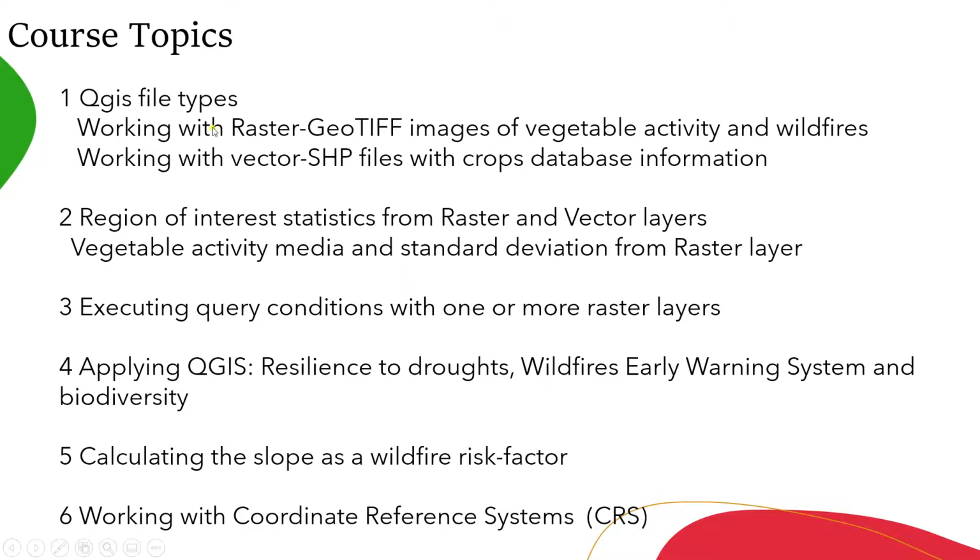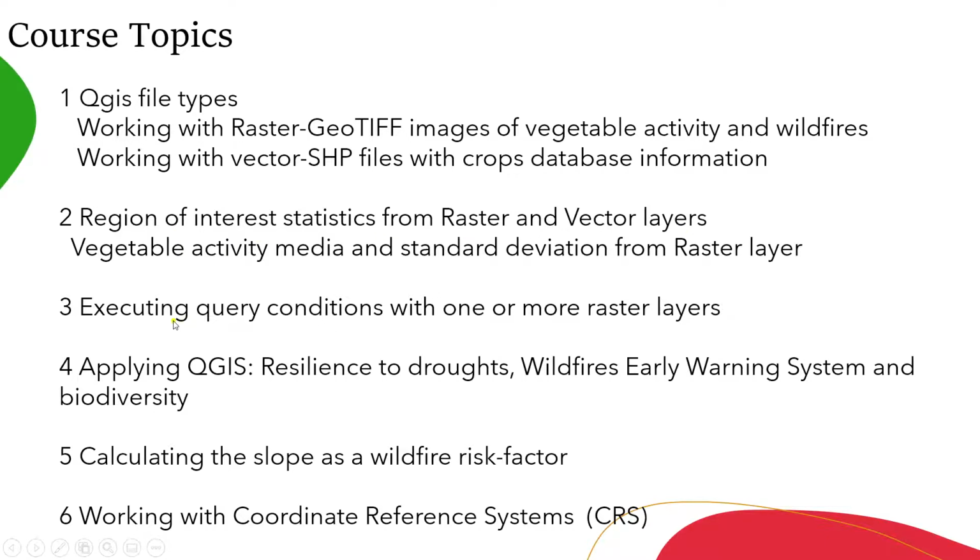We are going to learn how to work with raster or GeoTIFF images of vegetable activity and wildfires. Also, we are going to learn how to use the other type of vector files for Geographic Information System, like vector and shape files, like, for example, crops database information, or also, for example, we are going to create a shape file to delimit the area that we want to study. Then we are going to define the region of interest statistics from raster and vector layers.